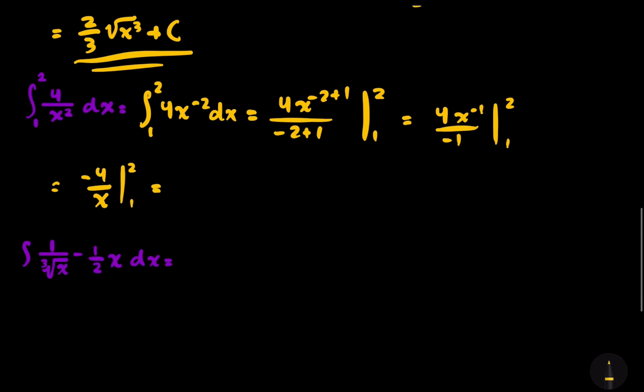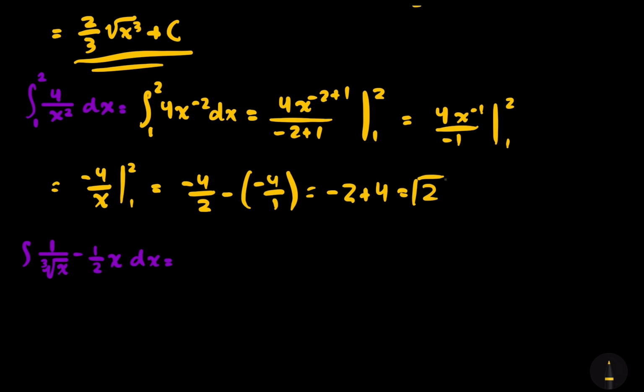And so then we can just go ahead and substitute x equals 2, so we end up with -4 over 2 minus -4 over 1. That becomes -2 plus 4, which is just equal to +2. And so that would be our final answer right over there.